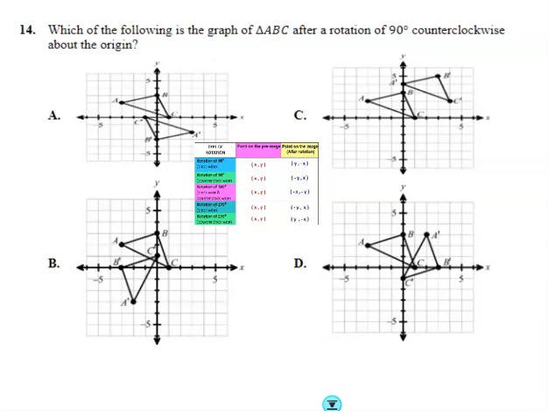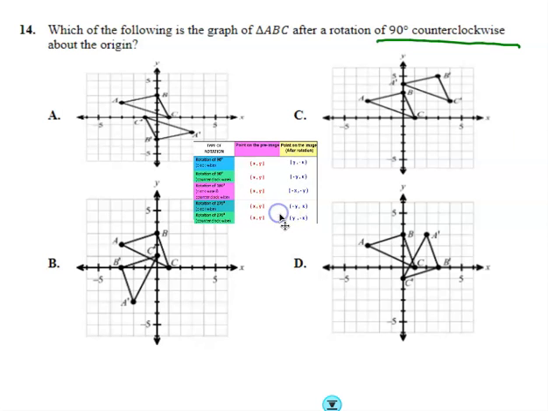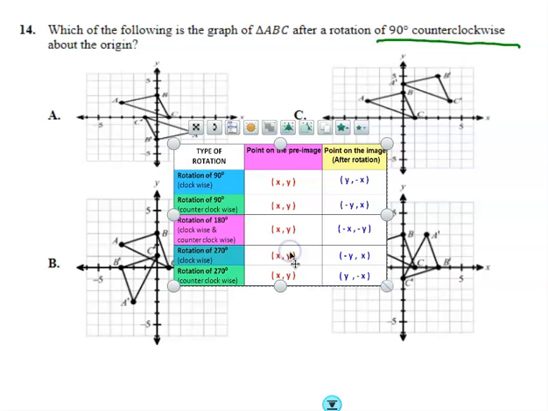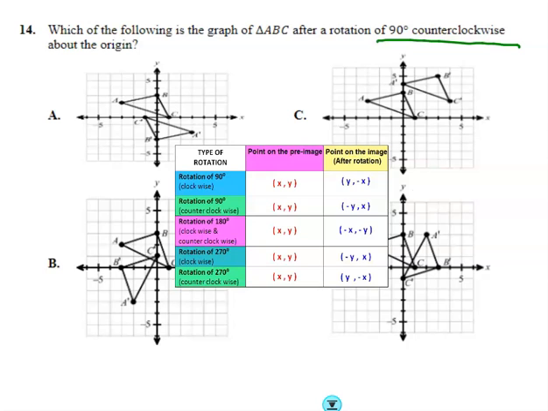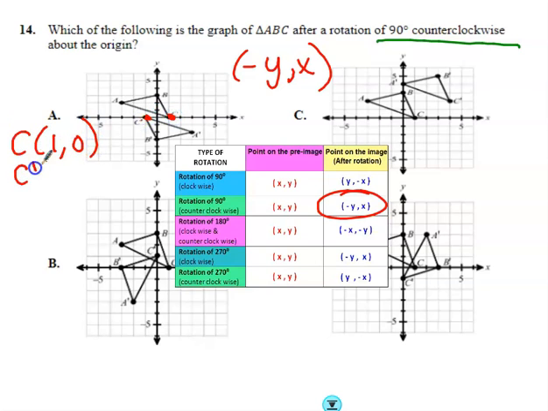All right. Number 14. Again, we want to figure out 90 degrees counterclockwise. So I'm going to use my little rule. I found this little neat rule that has all the different types. So 90 degrees counterclockwise is negative y, x. So I'm going to pick a point and see which one works. So let's say I picked C and C1. So C is 1, 0, and C1 is negative 1, 0. Well, did the numbers switch? No, they need to flip.